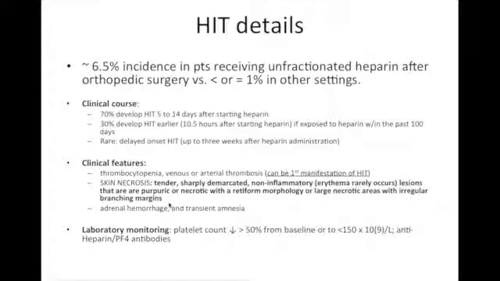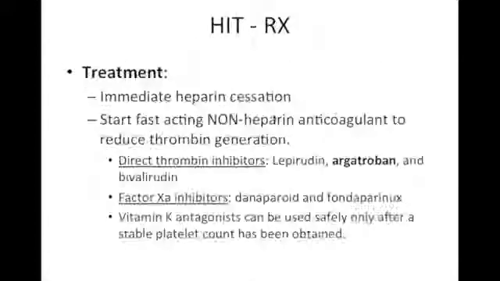You'll have consumption of platelets. And if you have anti-heparin platelet factor 4 antibodies, you can detect that. The therapy is heparin cessation, and then use non-heparin anticoagulants. They could be either the direct thrombin inhibitors or factor 10A inhibitors. You can also use vitamin K antagonists.